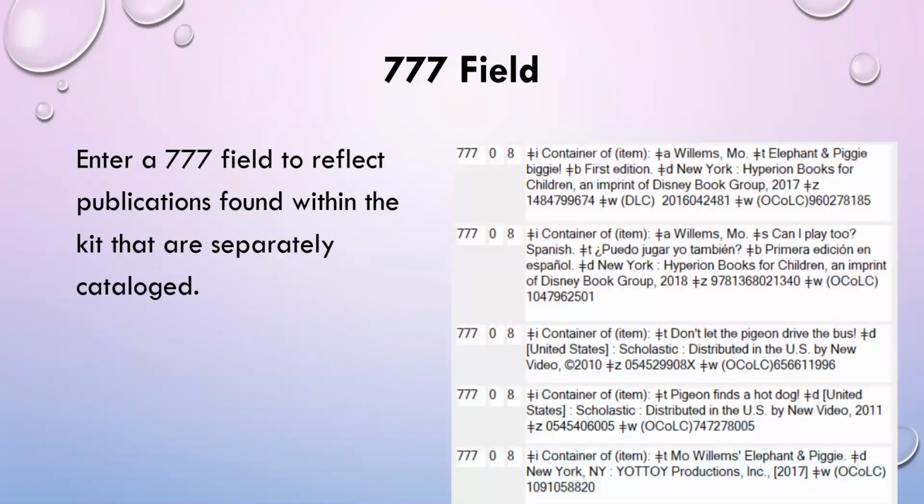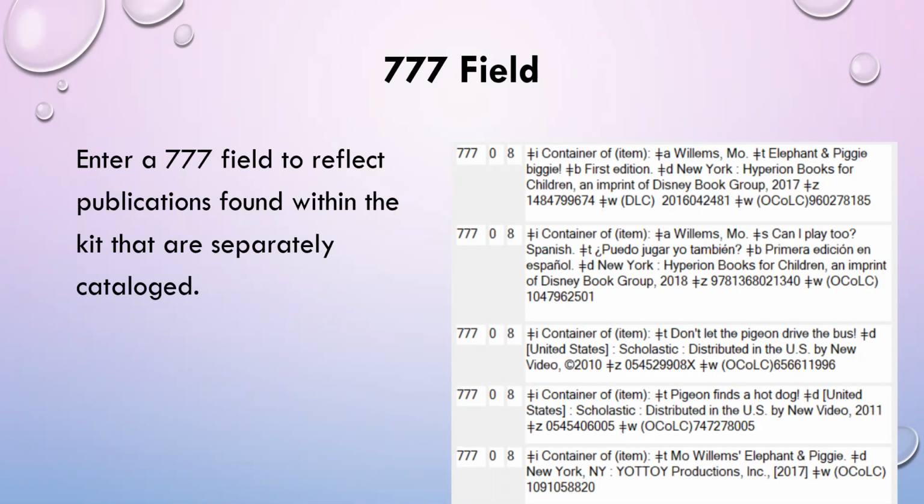The 777 field, or issued with entry, has information about the publications which are separately cataloged, but that are issued with or included with the target item in a horizontal relationship. With a kit, a lot of times books, DVDs, CDs, etc. are included, and they may already possess catalog records in OCLC. This is where you would reflect those included items.